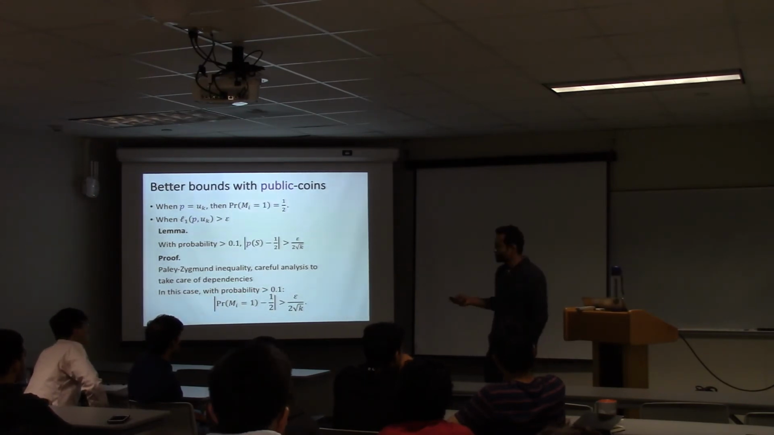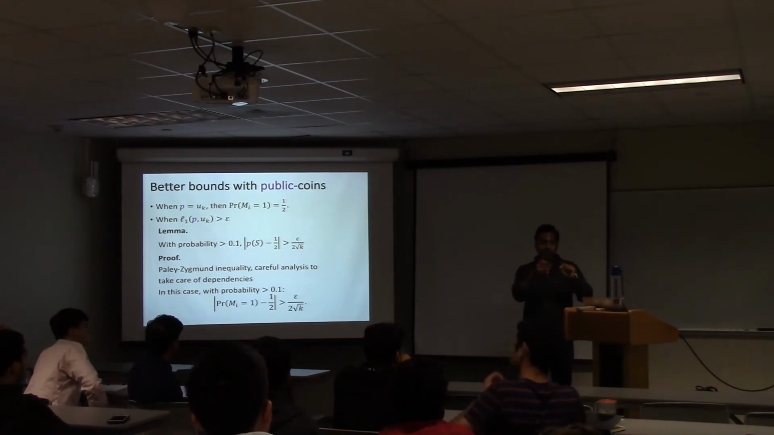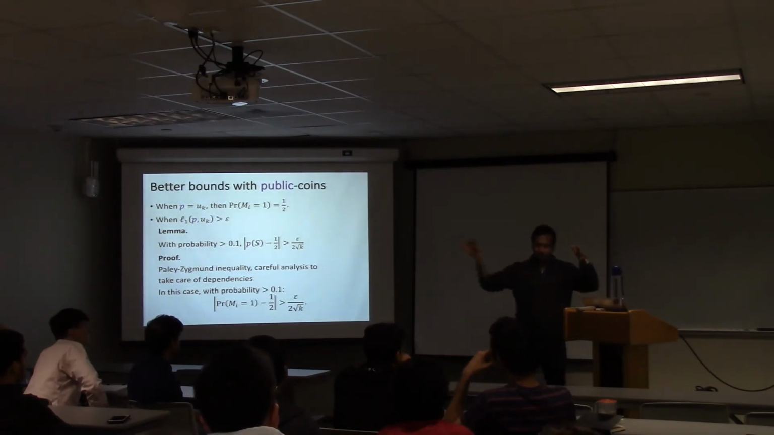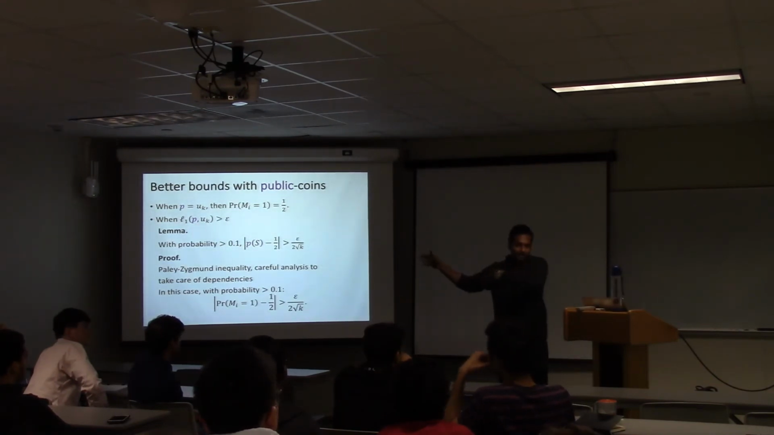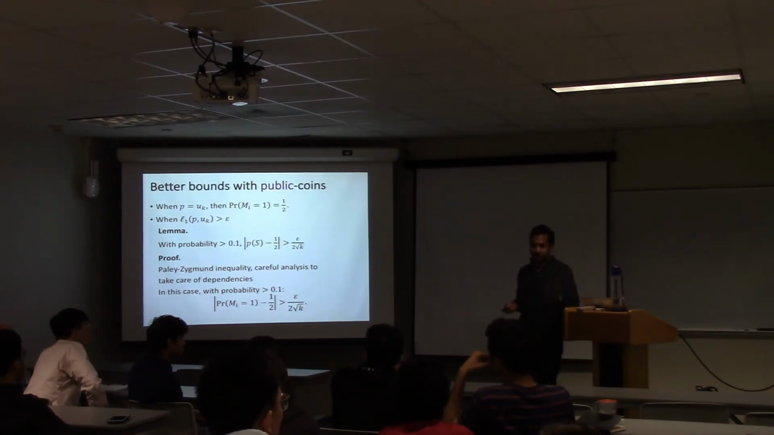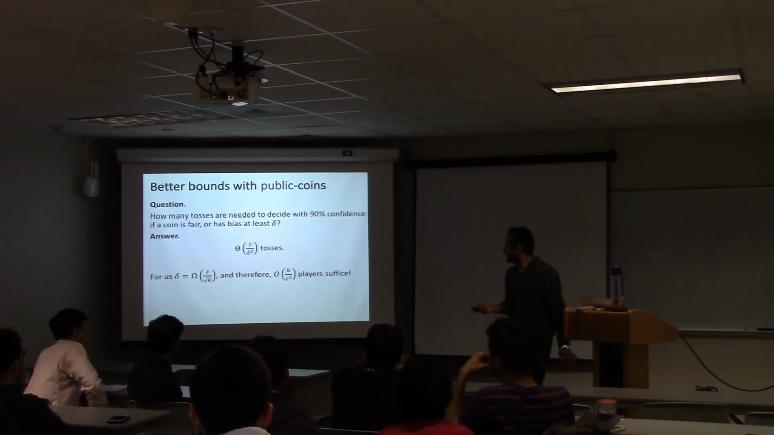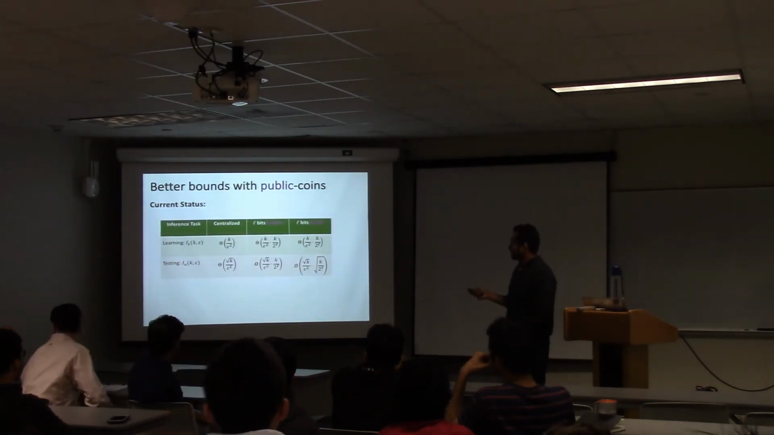So with probability at least 0.1, P of S will work for you. So you just divide the whole set of players into 10 parts and repeat it with a different subset on each of them, then it will work. That's a very good question. Thank you. Alright, so this is the current table that we have.